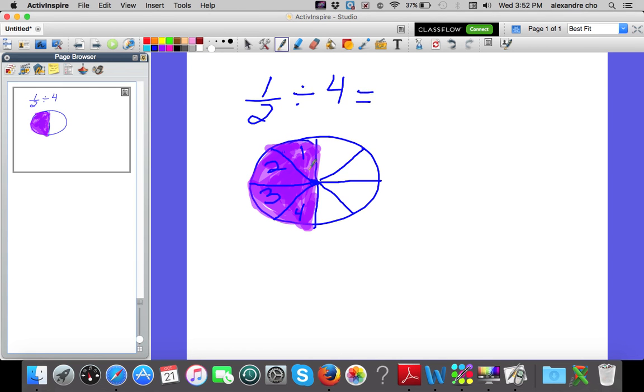So what did they each get? Well, they each got 1 slice out of a possible 8, so 1/8.